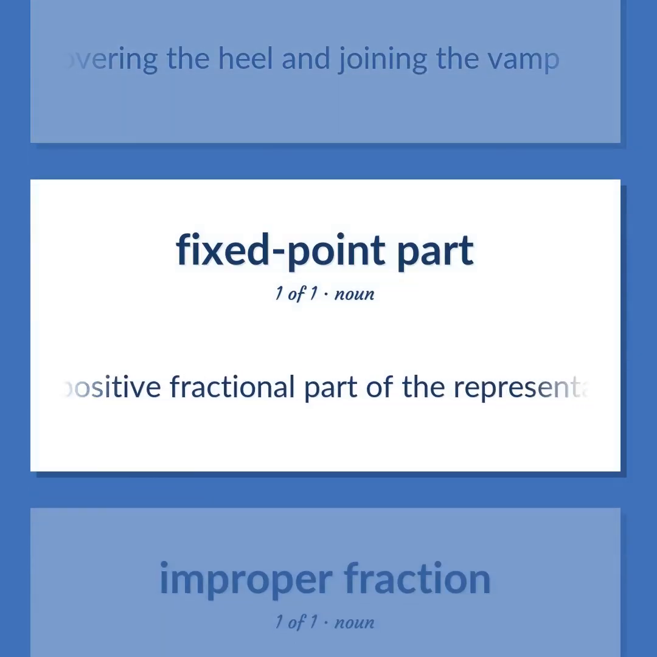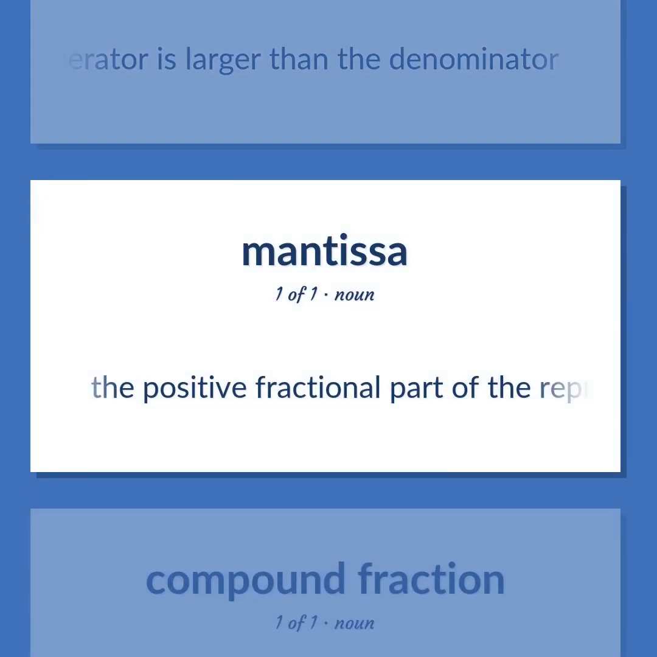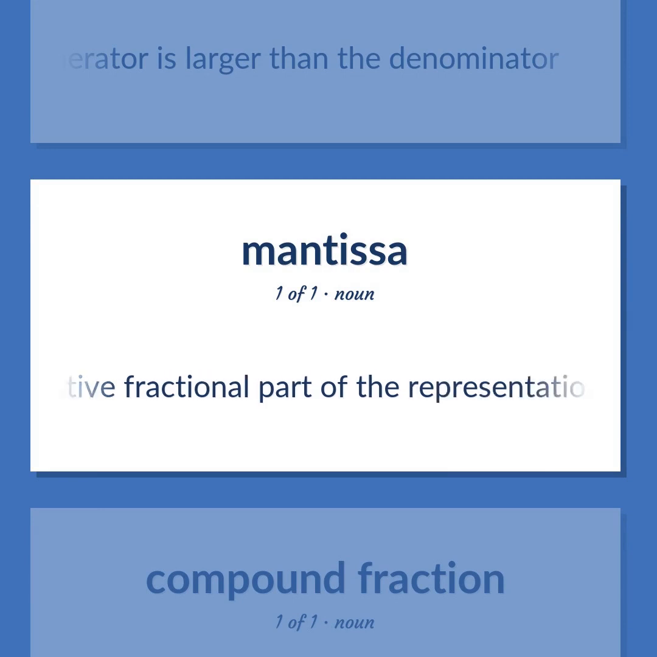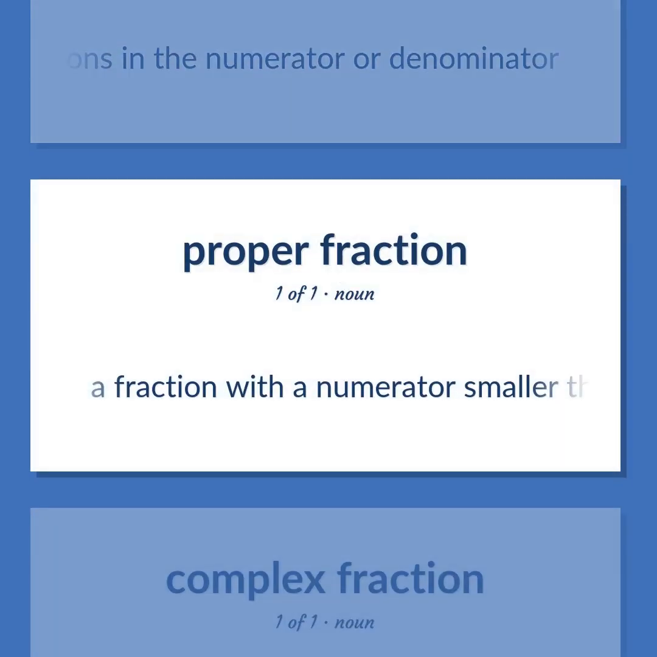The positive fractional part of the representation of a logarithm. In the expression log 643 equals 2.808, the mantissa is 0.808. A fraction whose numerator is larger than the denominator. A fraction with fractions in the numerator or denominator. A fraction with a numerator smaller than the denominator.